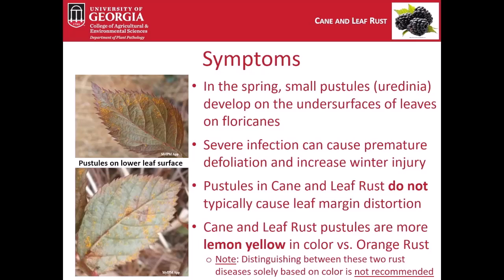The pustules in cane and leaf rust on the leaves are different than the orange rust pustules because they do not distort the leaf margin. Again, with orange rust, often the leaf margins will curl. Cane and leaf rust, they don't. So that's another way to tell them apart. Color-wise, the pustules from cane and leaf rust are a little more lemon yellow than the orange rust pustules, but I've never really found color to be a very reliable way to tell these apart, because as the pustules age, they get a little darker, and it's very subjective what is light orange and bright orange and dark orange. So that's not really recommended to tell them apart, but there is a little bit of difference in terms of color.